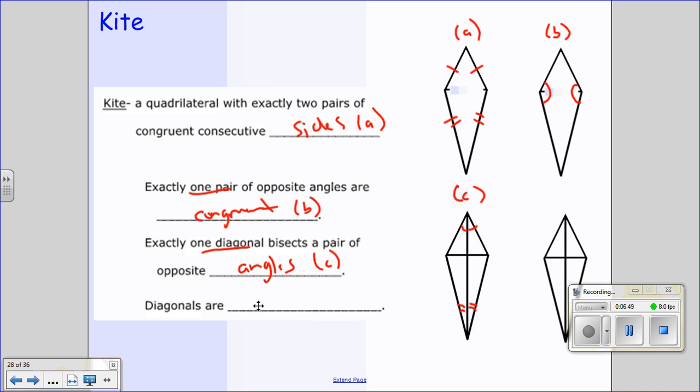The diagonals are also perpendicular. And I'll show this on picture D. So when the diagonals meet, they will form a 90-degree angle.